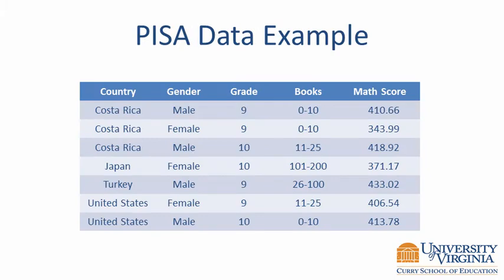Now let's look at some examples of the different data types in the PISA data. Which 2 variables in the table are nominal? Yes, country and gender are nominal variables. The ordering of these variables does not matter. Now, which variables are ordinal?